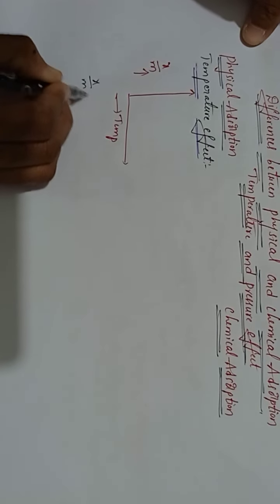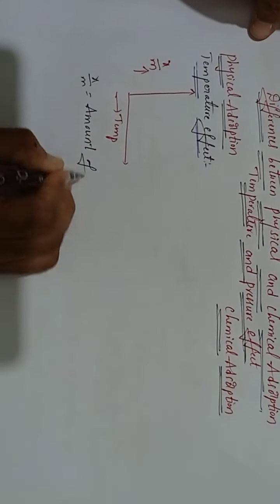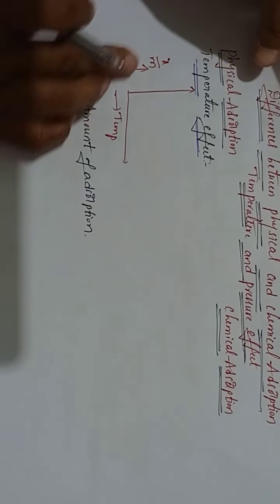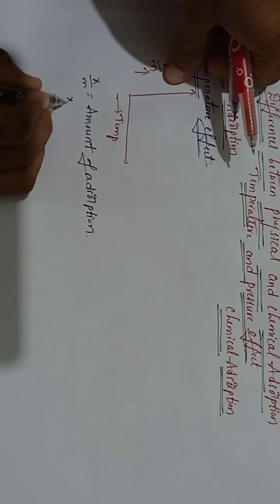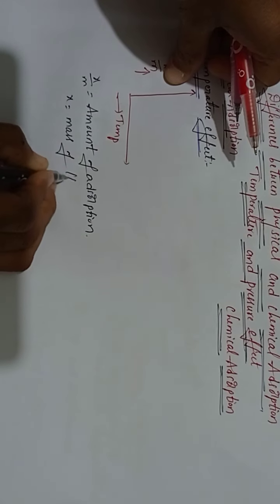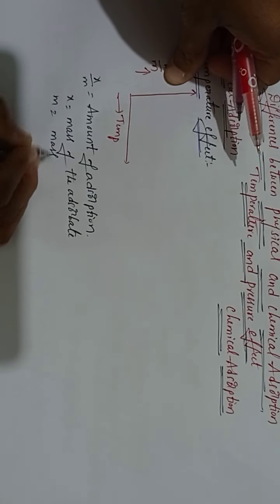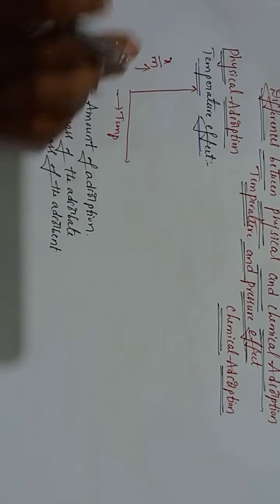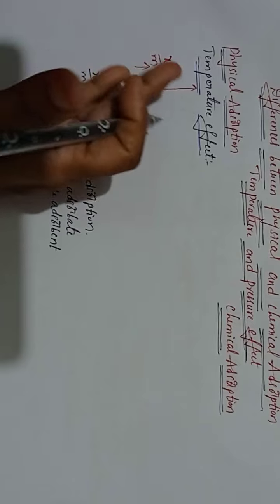X by m indicates the amount of adsorption. Clear? In x by m, x is the mass of the adsorbate, and m is the mass of the adsorbent, students. So, adsorption versus temperature. What is x by m? The amount of adsorption. By increasing temperature, how much extent of adsorption takes place?